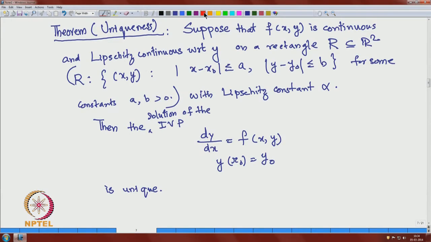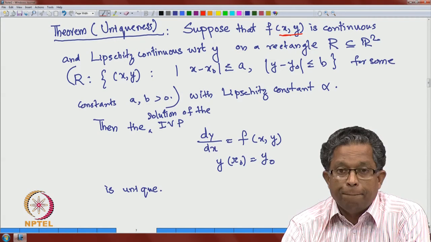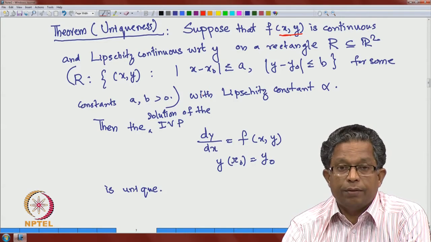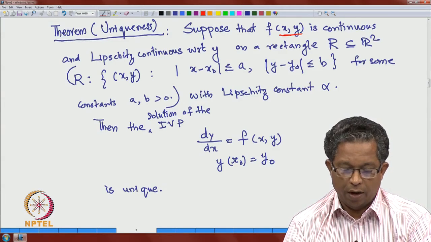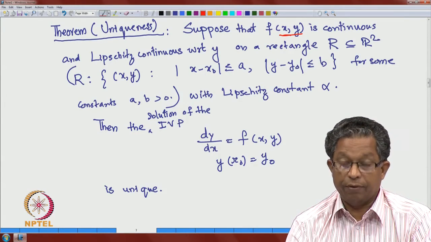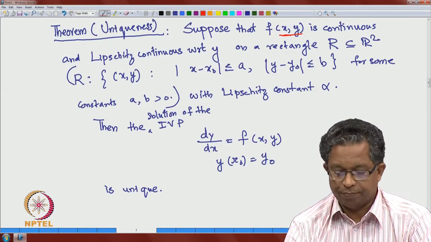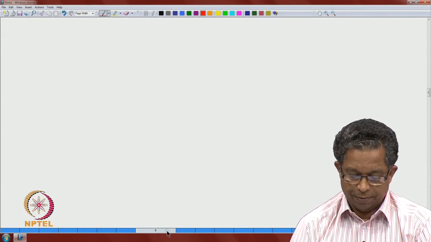Because of the continuity, which is assumed with respect to both x and y, there exists a solution. Here our major emphasis is on the uniqueness, and since f is Lipschitz continuous with respect to y, we are going to prove that the solution is unique. If a solution exists, then it is unique; it cannot have more than one solution if f is Lipschitz continuous with respect to y. Okay, we will prove it.